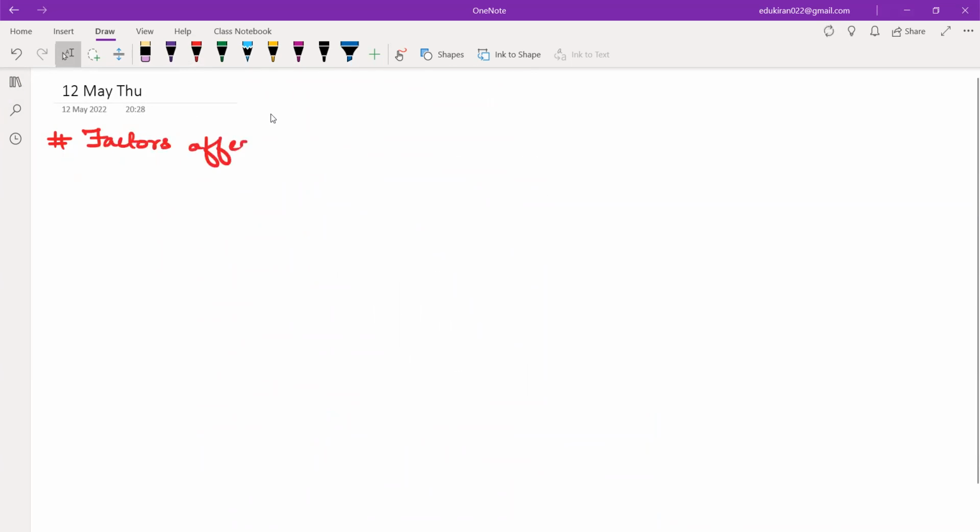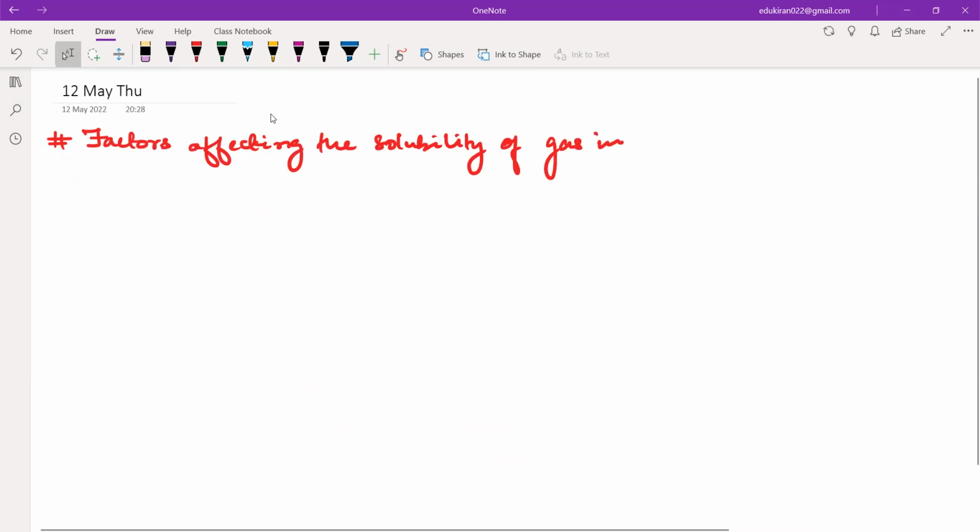Factors affecting the solubility of gas and liquid.